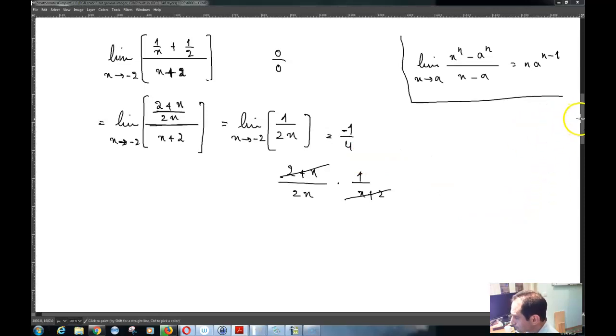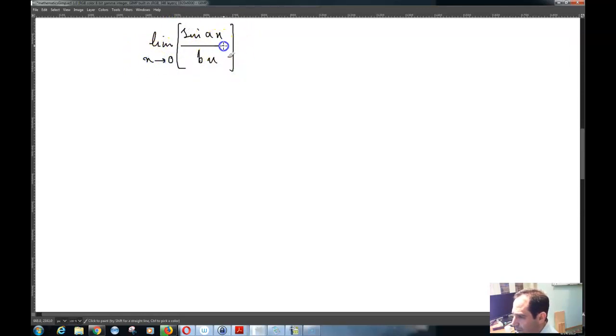Number 13 is the limit of sine ax over bx as x tends to 0. Here we have the limit of sine x by x as x tends to 0, which is equal to 1. We had this limit.